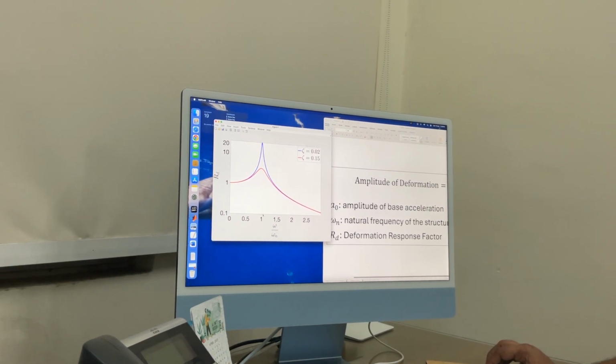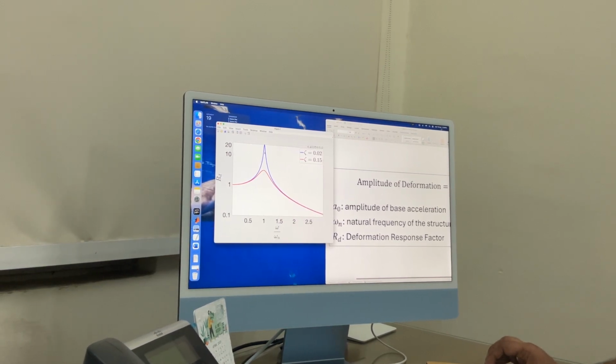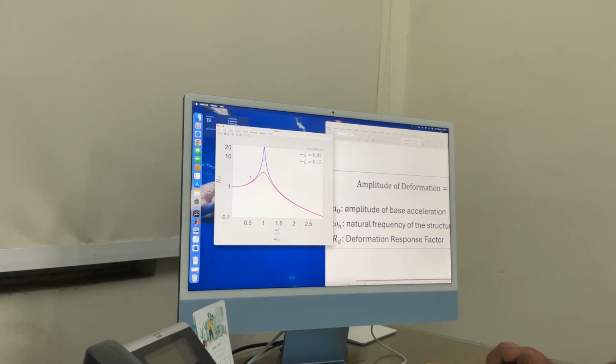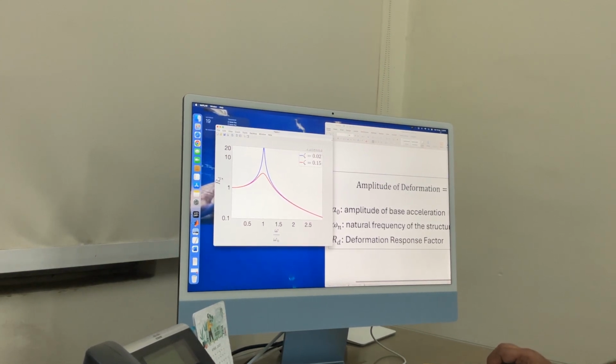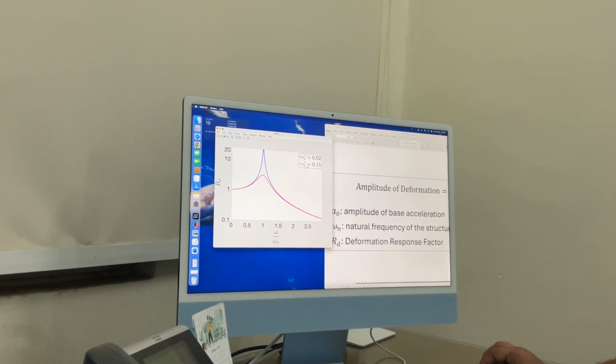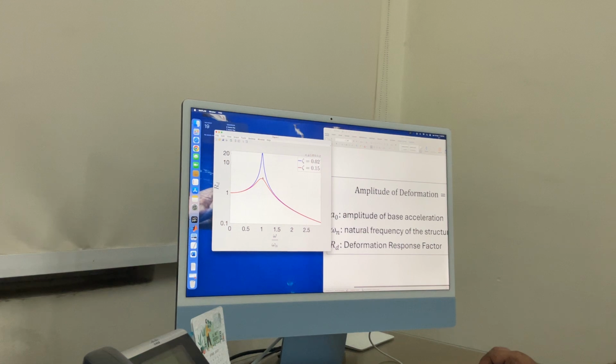And so we can see that at resonance, that is when omega by omega n is equal to 1, there is a sudden difference in the deformation response factor, right? It reduces from a value of more than 20 to, since the y-axis is on a logarithmic scale, around maybe 3, right? So there is a 7 times difference in the value of the deformation response factor, and it is actually true that at resonance, this is in inverse proportion to the damping ratio, because your damping ratio is differing by a factor of around 7. That is the factor by which your deformation response is varying, right?